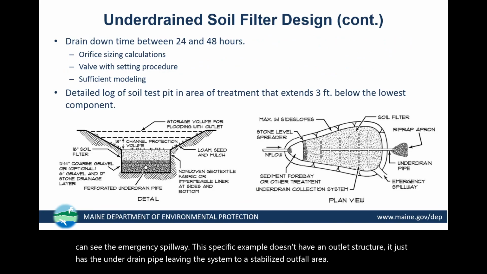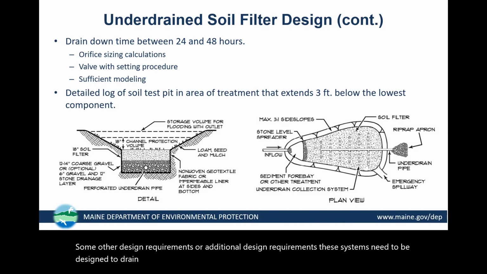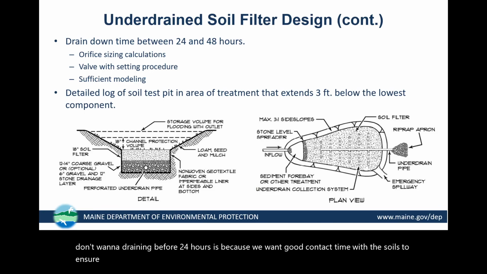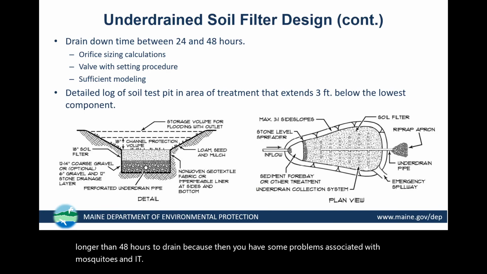Some other design requirements: these systems need to be designed to drain between 24 and 48 hours after a storm event. The reasoning why we don't want it draining before 24 hours is because we want good contact time with the soils to ensure that there's enough treatment, enough nutrient removal. We don't want it taking longer than 48 hours to drain, because then you have some problems associated with mosquitoes, and it could impact the function of the system.